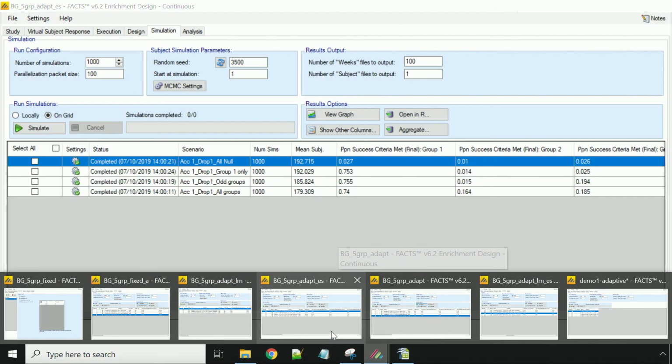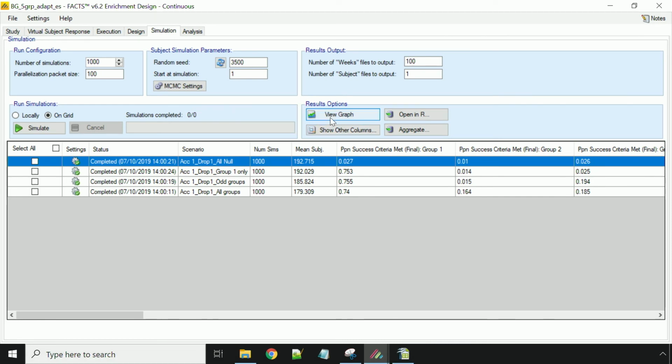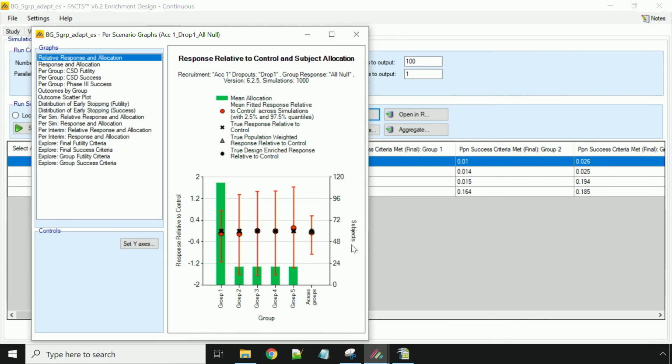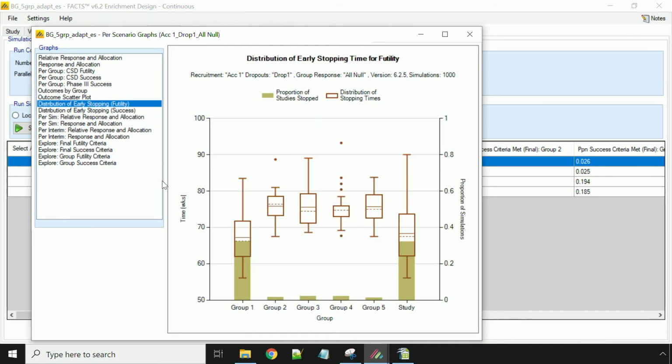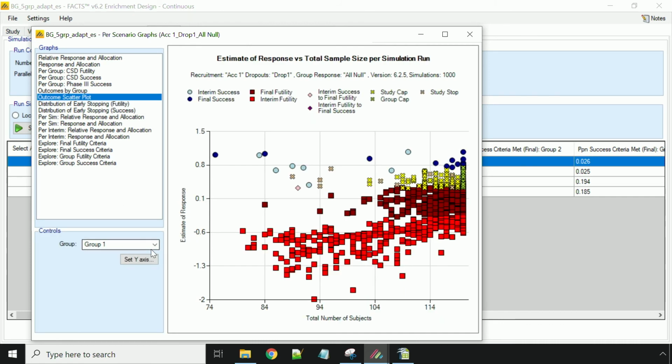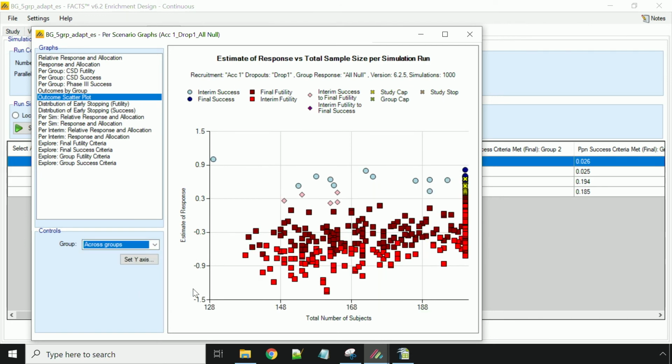Where's the adapted with early stopping? Here we go. Just look at the futile case. We can look at the distribution of stopping early for futility. So we can see that by waiting for 70 subjects to be complete before we start to look, we've actually already enrolled nearly over 130 subjects, and then we've got a fairly even distribution of stopping for futility over time, and indeed some of these have actually completed before they've stopped, even though the total number of subjects is low because other groups have stopped.